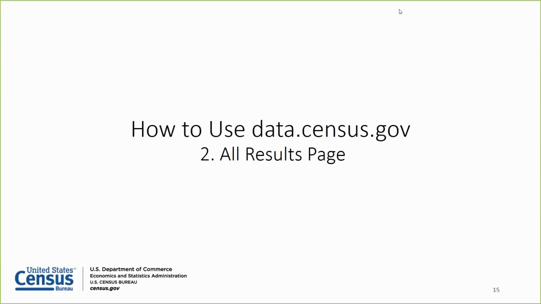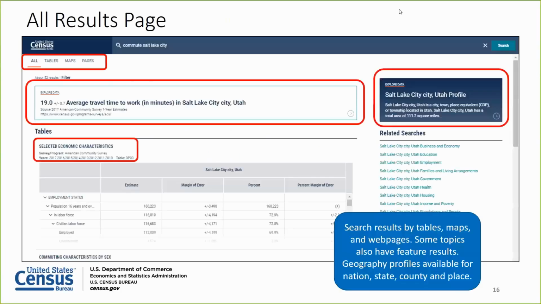All right, another way of using data.census.gov that's important to know is the All Results page. Once you've searched, you get a page with different types of data displays, like in the middle, this single estimate, or what we consider to be our feature results. Not all topics have feature results, but a few of the main ones, like commuting and the average commute in minutes, are available. And you also see all of the different ways that commuting estimates are available, so that you have tables as well as maps.